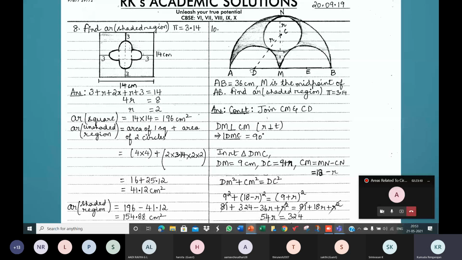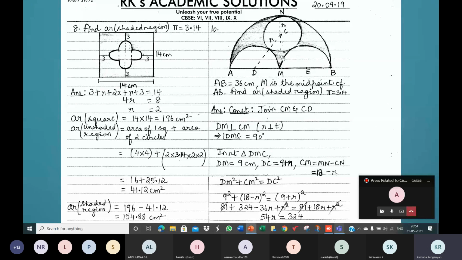All right. So this is the diameter for this outer semicircle. And now it's given that M is the midpoint of AB. AB is 36 centimeters, which means AM is 18. MB is also 18. So now the diameter of each of these semicircles is 18 centimeters. The diameter of this semicircle is 18. The diameter of this semicircle is also 18. M is the midpoint, so this is 18 and this is 18.